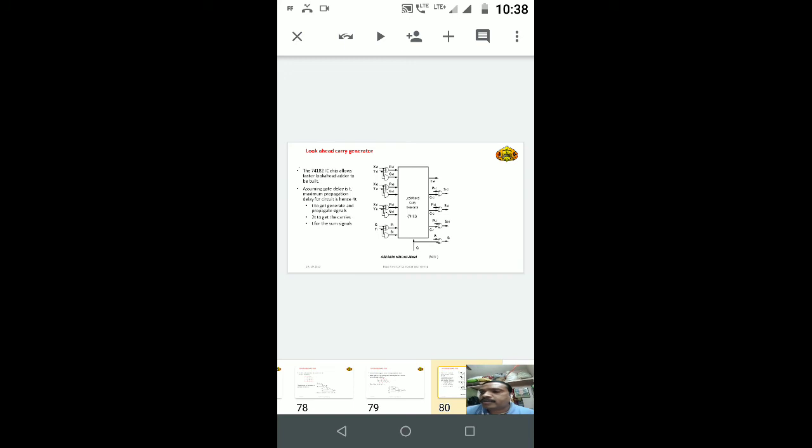Again, this is another example. You just put the values for i equal to 1, 2, 3, 4, then you get the answer. So this is the final look ahead carry generator circuit. What is the IC for this? The 74182 IC. Using this IC you can perform the addition of two BCD numbers in very less time, because which concept is used here? The look ahead carry generator concept is used. That is why your result comes in very less time.